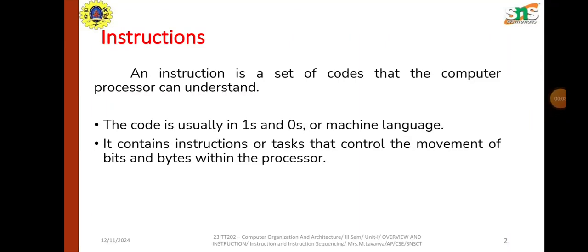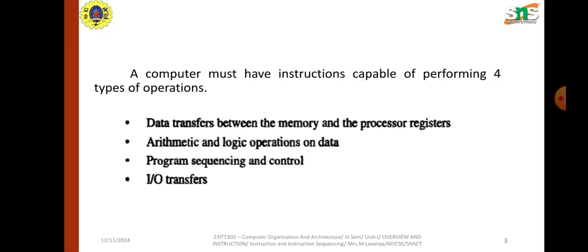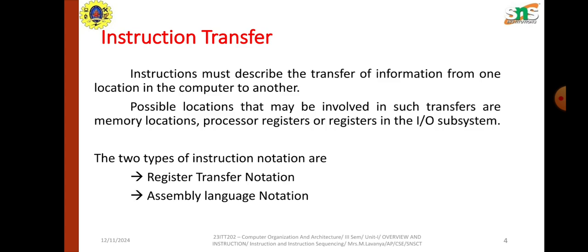Hi everyone, we have already seen the instructions and what the basic operations performed by an instruction are, or what an instruction must be capable of. It is categorized into four steps, and we are going to see instruction transfer notations in this. As we have described, the instruction must describe the transfer of information from one location to another within the computer. That is the performance of control sequencing and program sequencing and control.